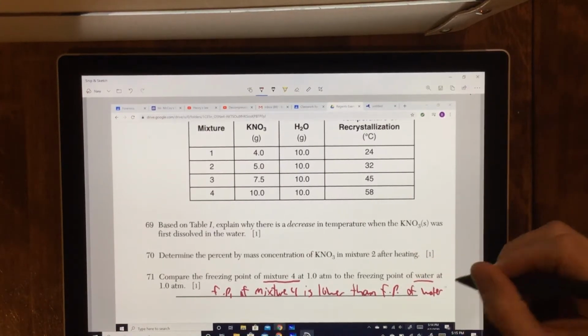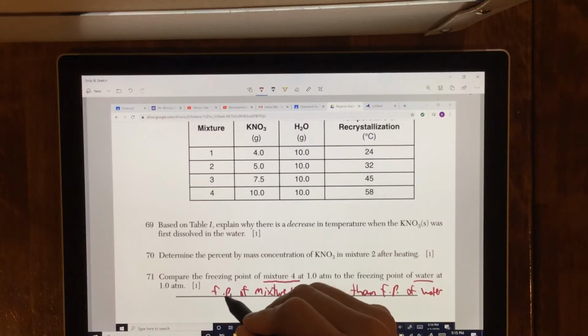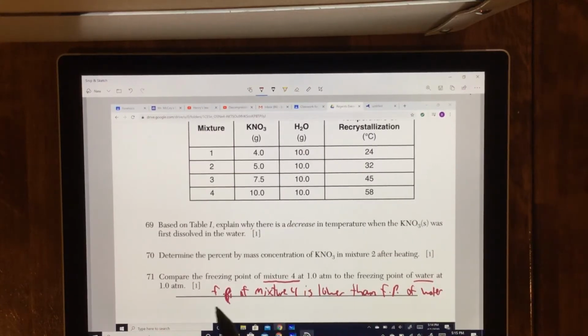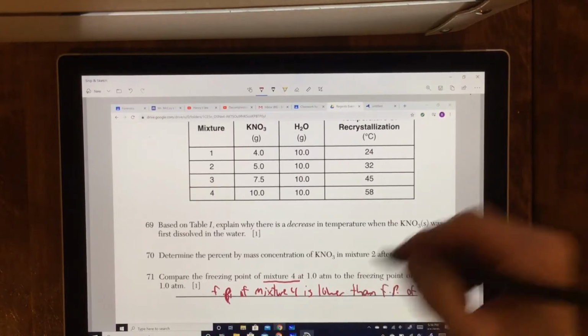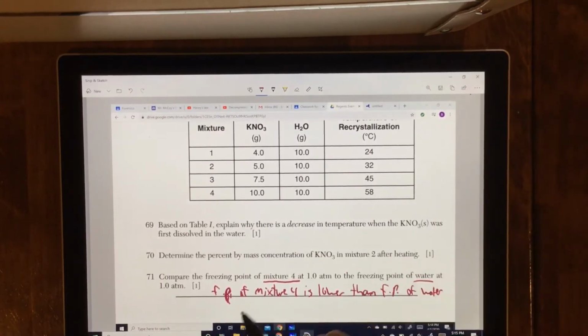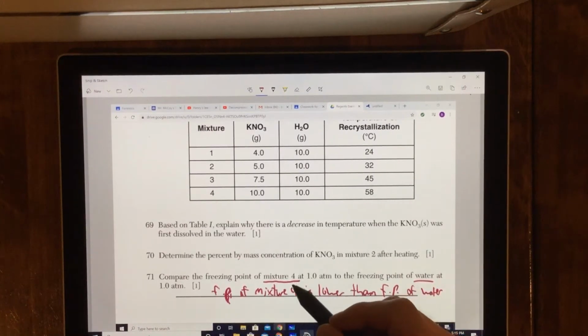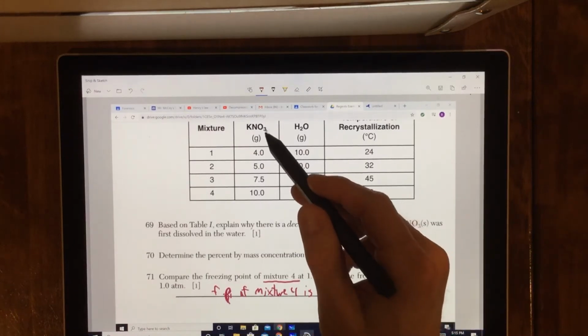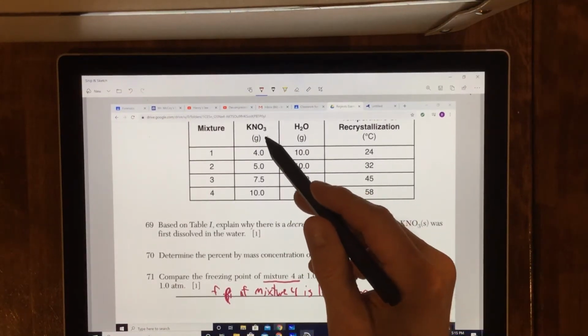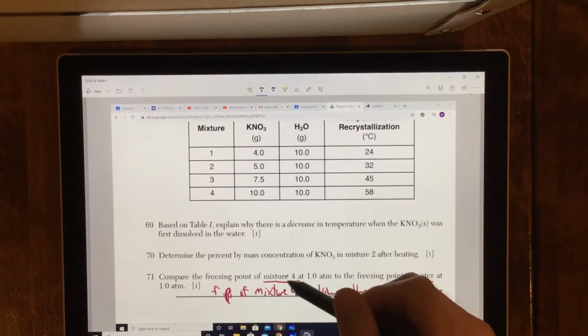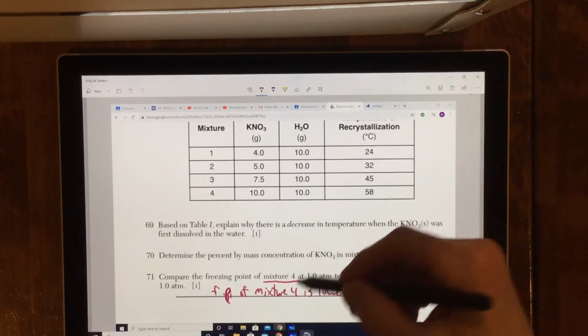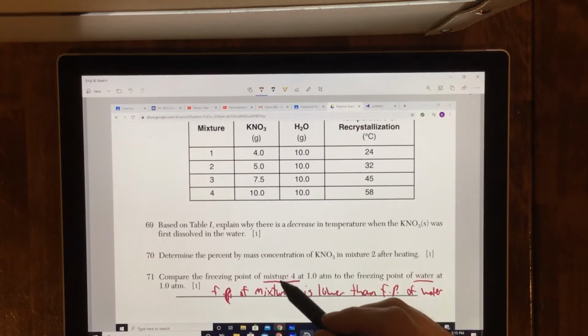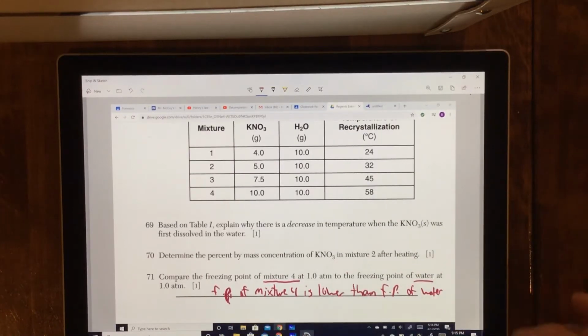And again, I probably shouldn't do this kind of stuff, but I'm just going quick writing FP instead of freezing point. On a Regents, write the words freezing point. If I want you to do it, I should do it. But freezing point of mixture 4 is lower than water, and it doesn't matter what that mixture is. That's the easy part of the colligative property concept: you could put anything you want here. This happens to be KNO3. It could be anything. The mixture is always going to have a higher boiling point and lower freezing point than water. Add a solute, boiling point goes up. Add a solute, freezing point goes down.